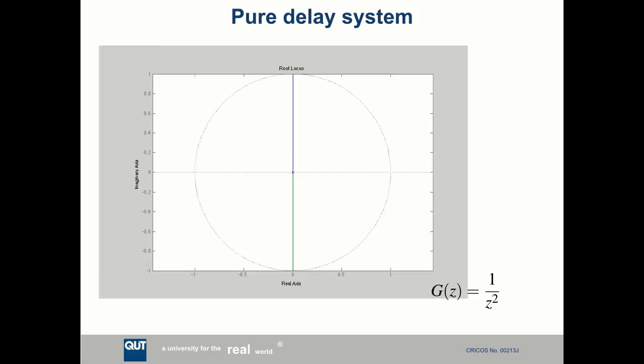So here's a root locus of a very simple system that's just got pure delay. It's a system that's got two poles at the origin. And if I compute the root locus, the two poles at the origin just go like that. Yep. So if I wind the loop gain up enough, it will go unstable.